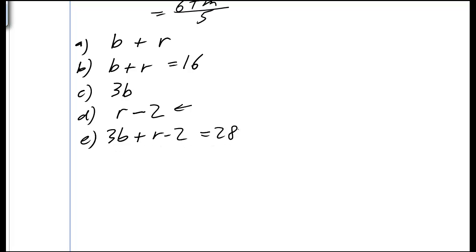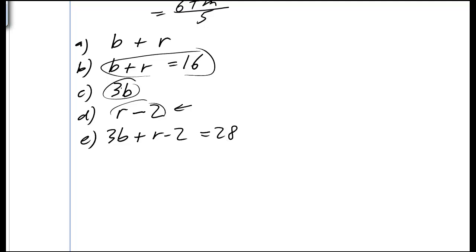So there's an equation, because it's got an equal sign in it. These are expressions. That's an expression here. That's an expression. That's an expression. These are equations because these have got equal signs in them. So for E, this is an equation for the total number of pens that Sue's got.